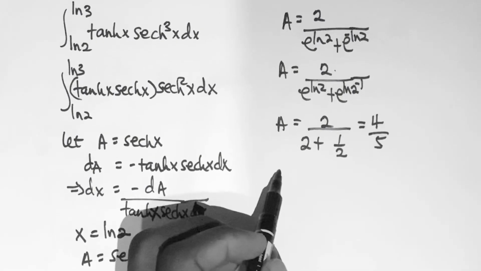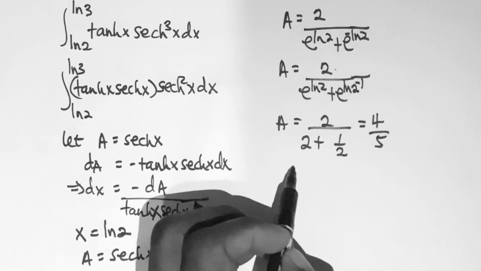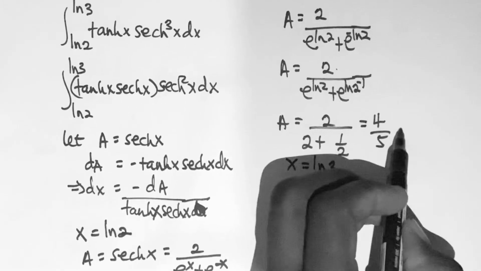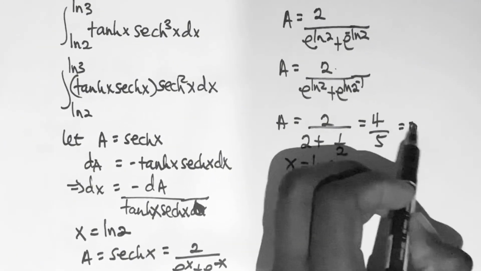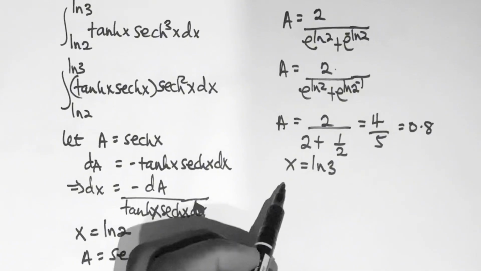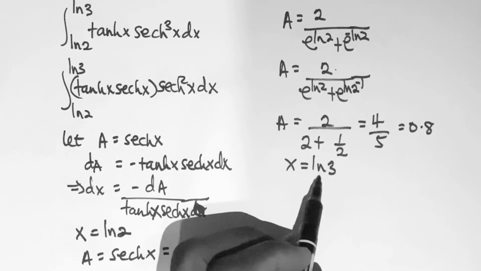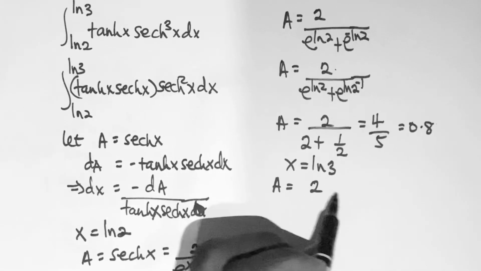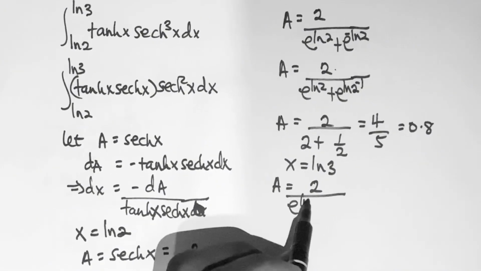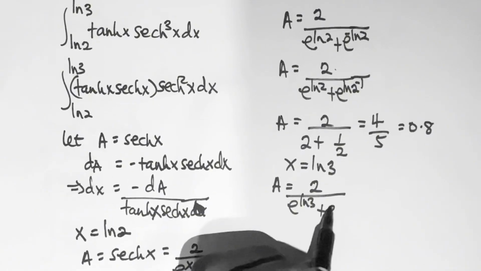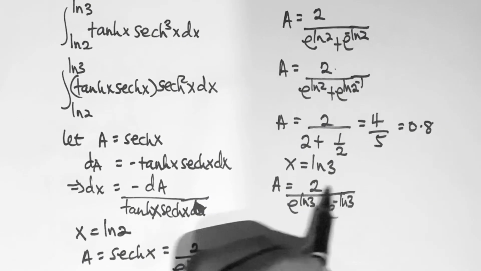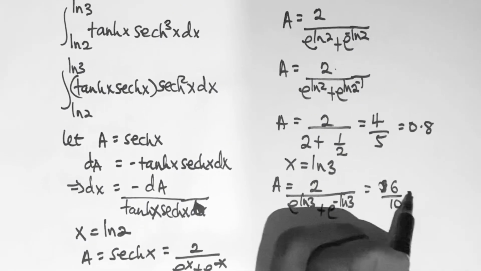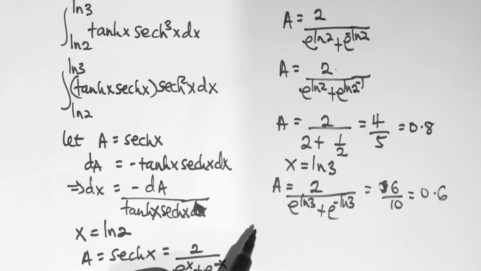So we need to do the same for ln 3. Now this 4 over 5 is the same as 0.8. So if x is equal to natural log of 3, then a is equal to 2 divided by e to the ln 3 plus e to the minus ln 3. If you do this, we are going to get 6 divided by 10, which is the same as 0.6.